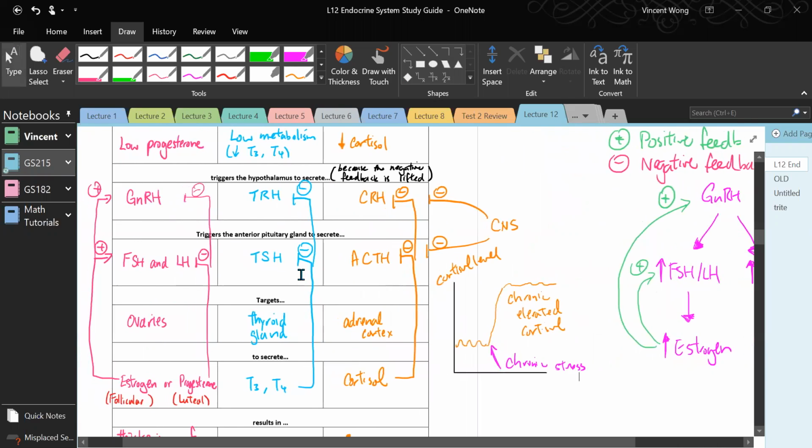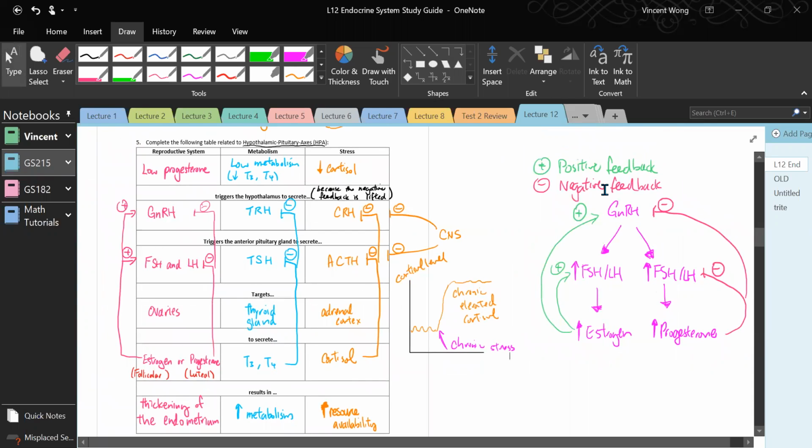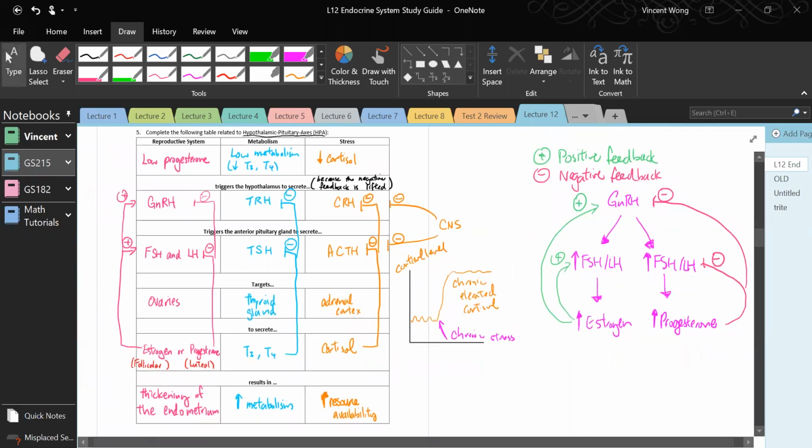So there you go. That's the HPA axis. Does anyone have any question at all?